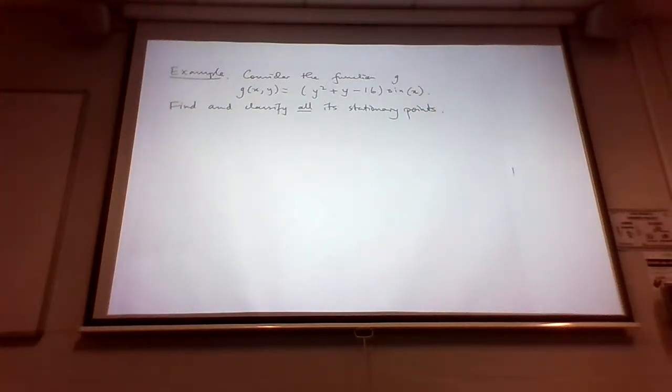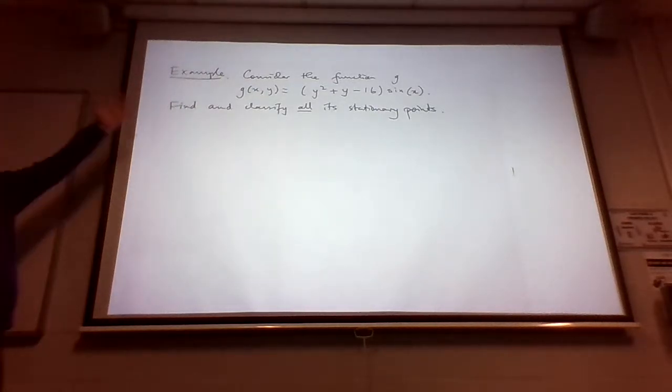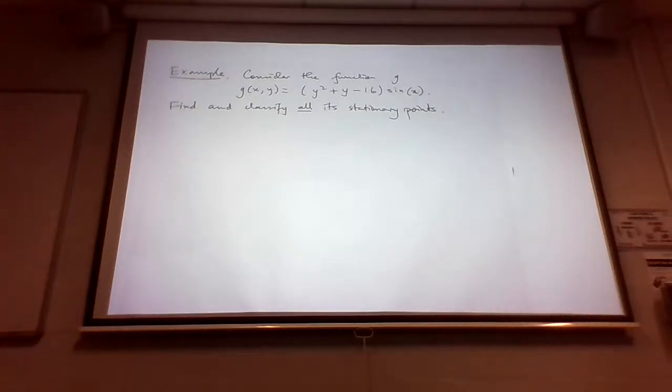Okay, so that's what we're going to do. Now remember, the definition of a stationary point is one where both partial derivatives vanish simultaneously at the point. So we're going to have to set up the simultaneous equations. We're going to have to solve them. Then we're going to find a list of stationary points.